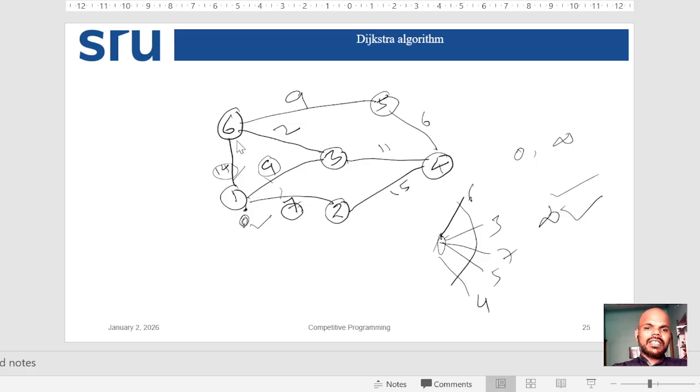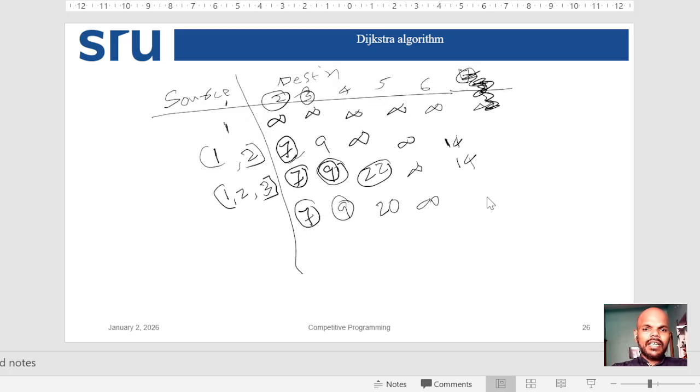1 to 6 previously it was 14. You check if any alternate path is there via 2 or 3. Right. So 1 to 3 is 9, 3 to 6 is 2. So 9 plus 2 is 11. Previously it was 14, so 11 is better than 14. So update that value to 11. Right. So now we have 7, 9, 20, infinity, 11.